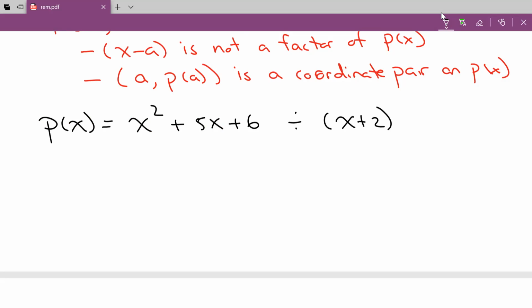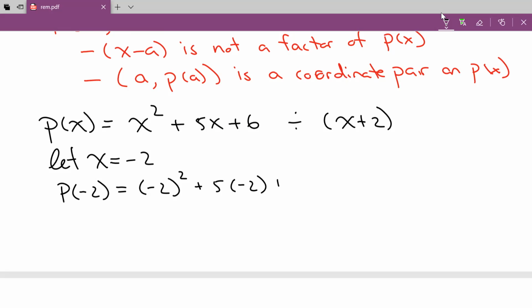What the remainder theorem says is I'm going to let x equal -2. So p at -2. I sub this value into my function. If it's equal to 0, it's a factor. If it's not equal to 0, we have a remainder, and we know a coordinate pair on our graph that's not an x-intercept.